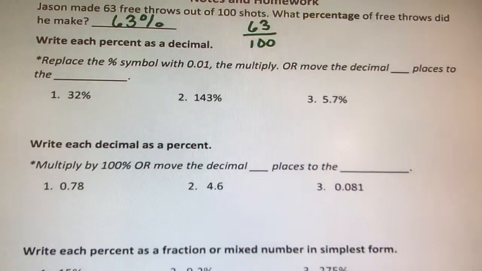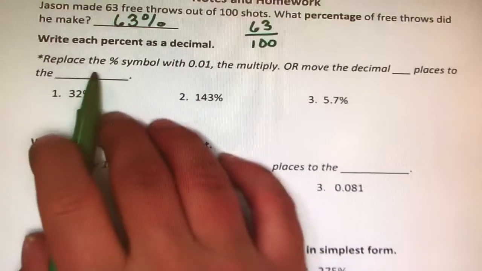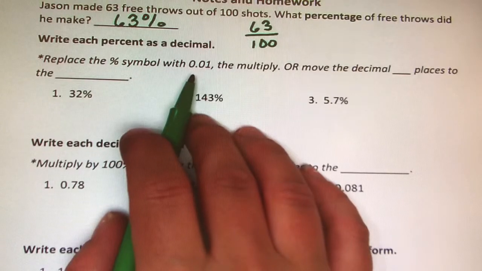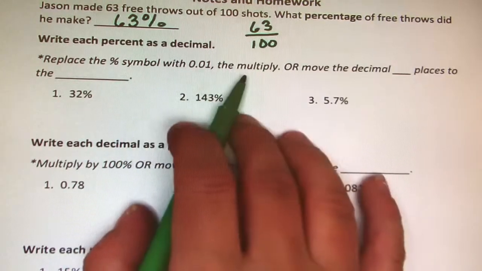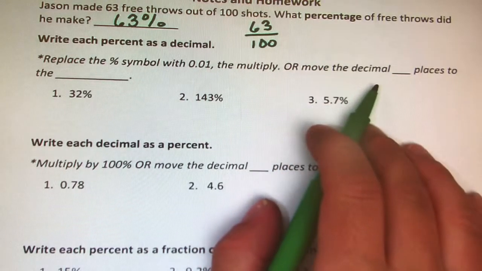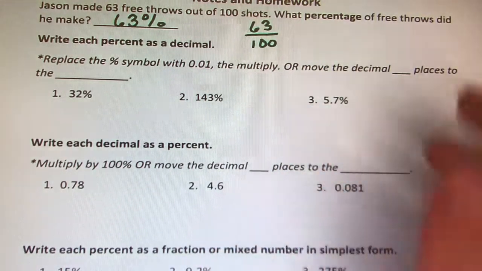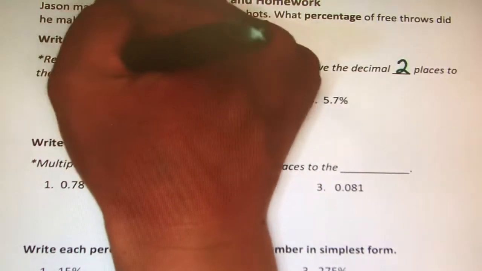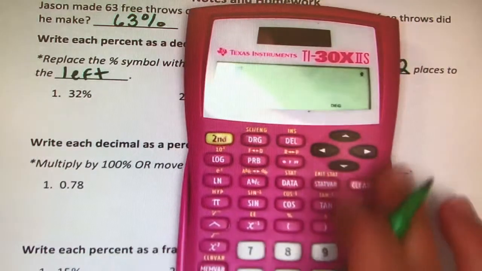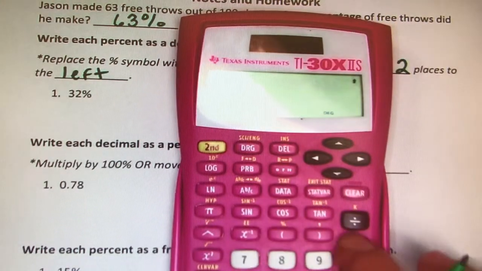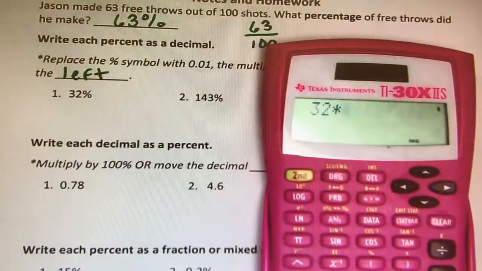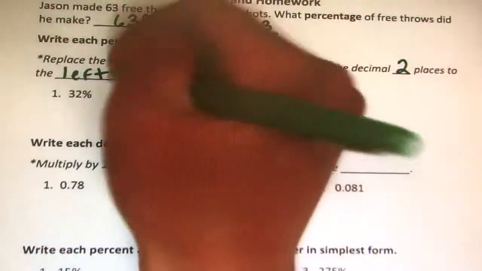Okay, next we're going to write each percent as a decimal. There are actually two ways you can do this. You can replace the percent symbol with 0.01, which we read as one hundredth, and multiply, or move the decimal 2 places to the left. So if I do the first one, for example, it says drop the percent sign, so 32 times 0.01. It tells me 0.32.